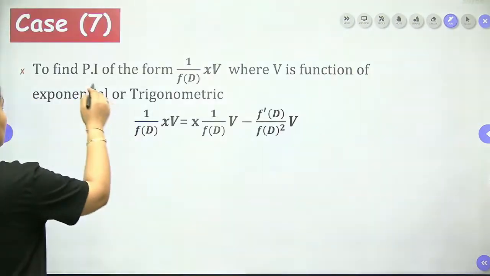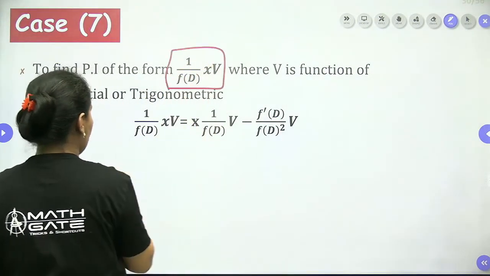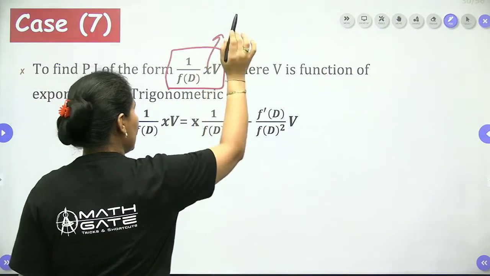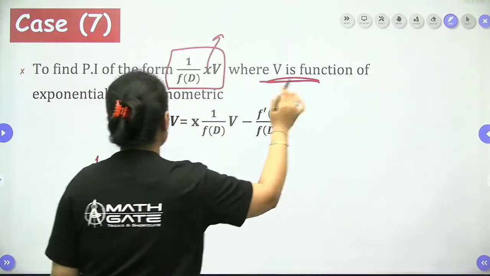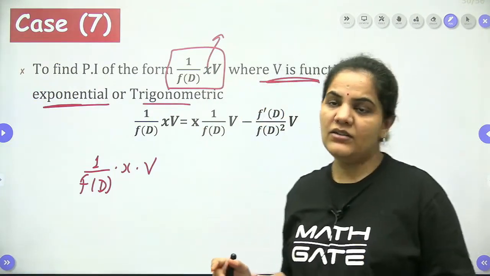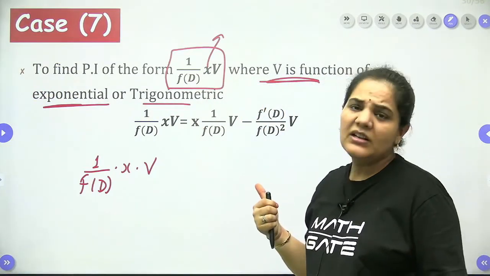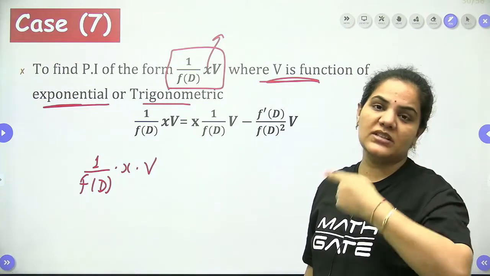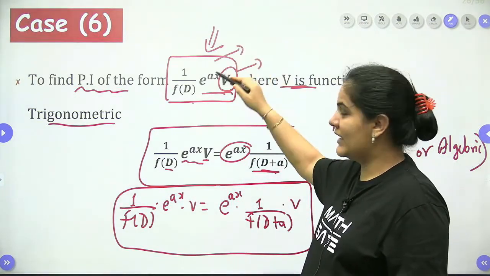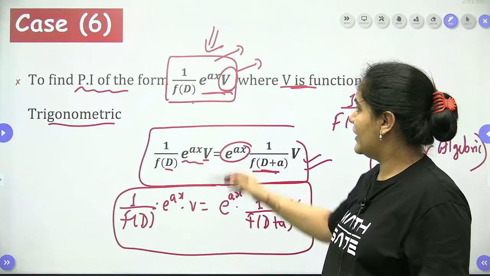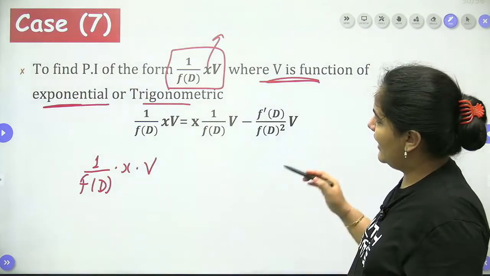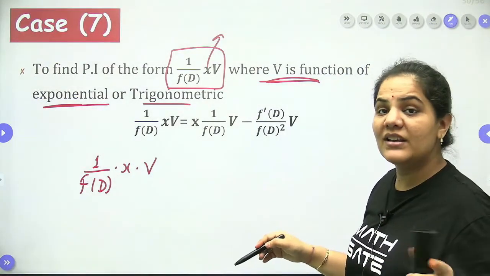And form number 7 is what? Form number 7 is 1 by f(D) into xv. Here x is fixed, which is algebraic, and v is a function of exponential or trigonometric. So I will suggest that when you have to go with form number 7, you can leave this form, because you can approach the same thing with the help of 6 only. When you have an algebraic and an exponential function, you can go for this one also. When you have a trigonometric and exponential function, again you can go with this one also. So in place of case number 7, you can use case number 6 directly.